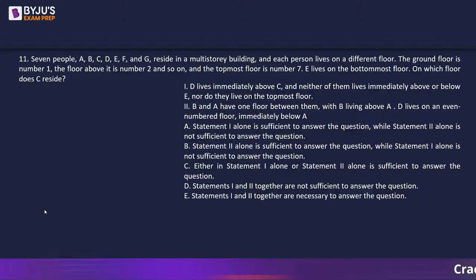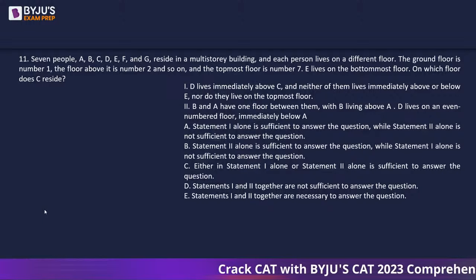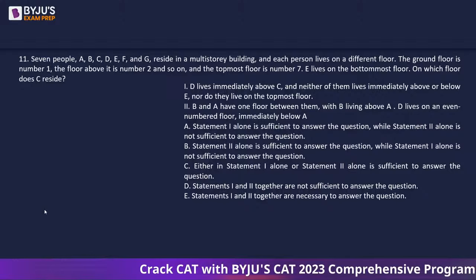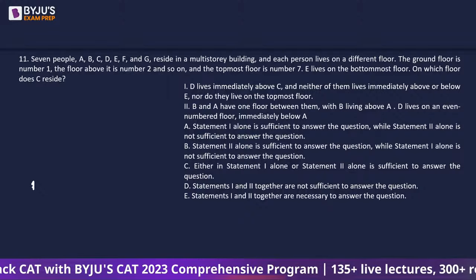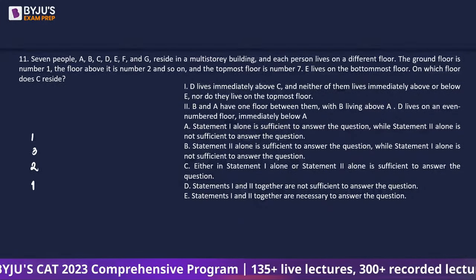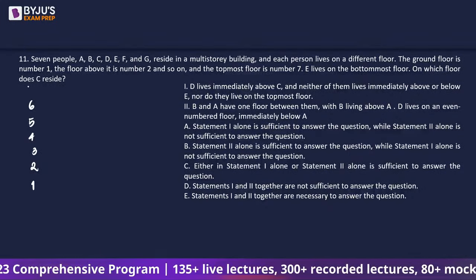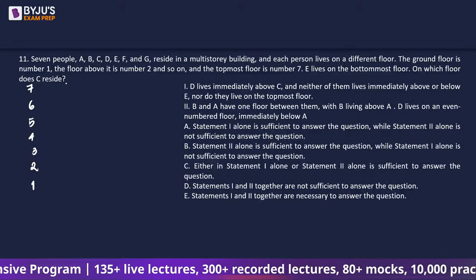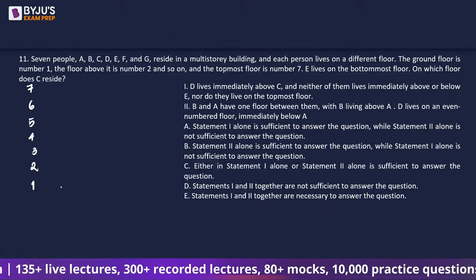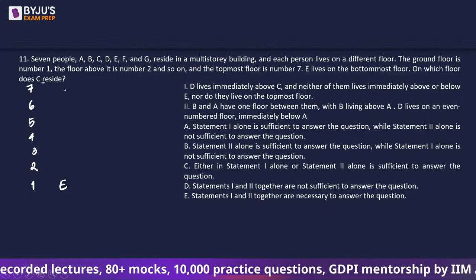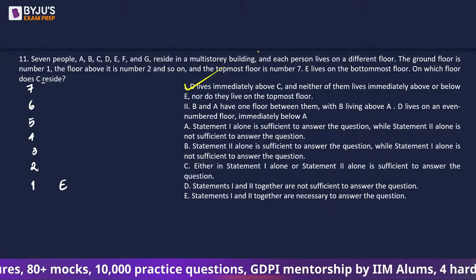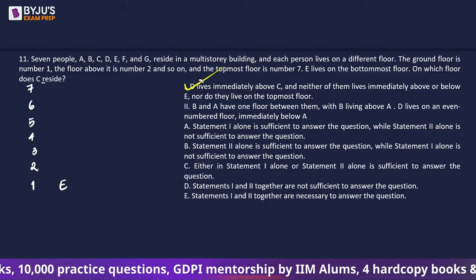7 people reside at a multi-story building and each person lives on a different floor. The ground floor is number 1, the floor above it is number 2 and so on. And the topmost floor is number 7. E lives on the bottommost floor. So what we have is 1, 2, 3, 4, 5, 6 and 7. And it is given that E lives on the bottommost floor. So this is something that we know. We need to find out where C lives, right? So first option, okay, I shouldn't take it.